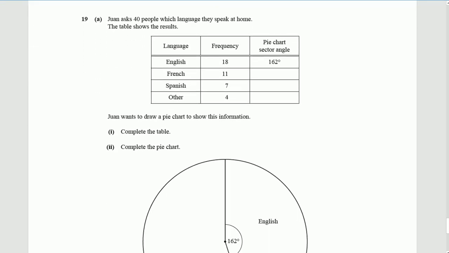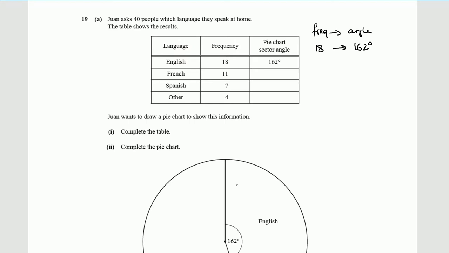Juan asks 40 people which language they speak at home, and this table shows the results. We want to first of all complete the table and then complete the pie chart. So once again, treating this as like an exchange rates question, I want to find an exchange rate, something that compares frequency to angle. And my frequency to angle conversion over here is a frequency of 18 is the same thing as an angle of 162 degrees. So there's my frequency number and there's my angle number.